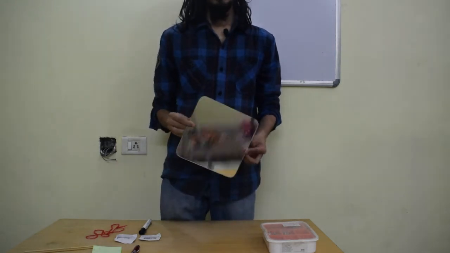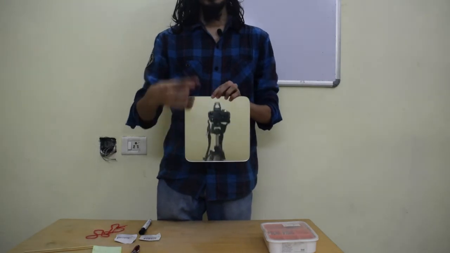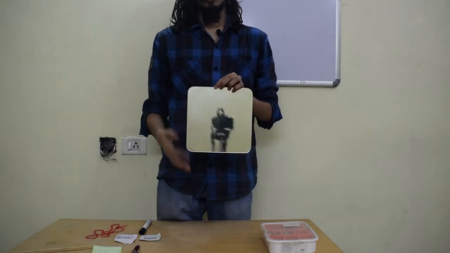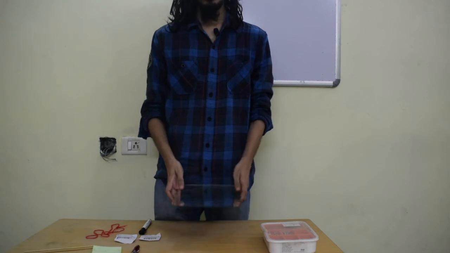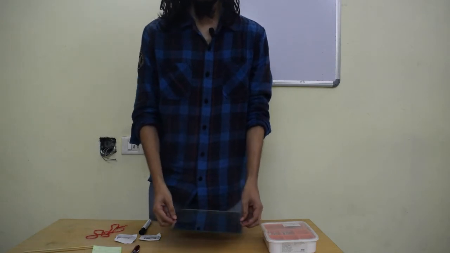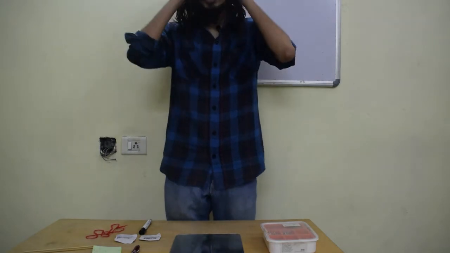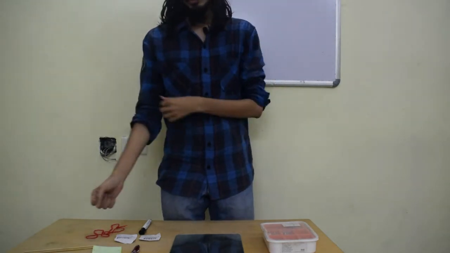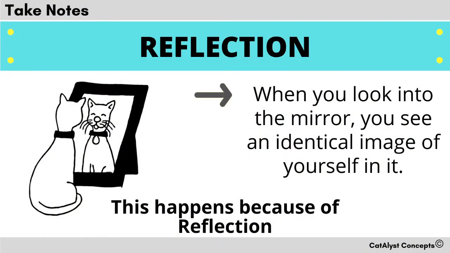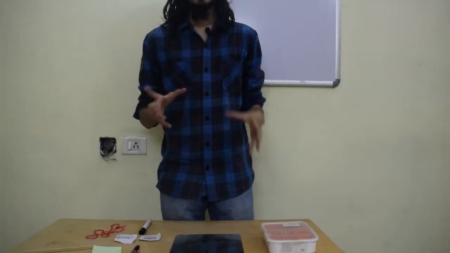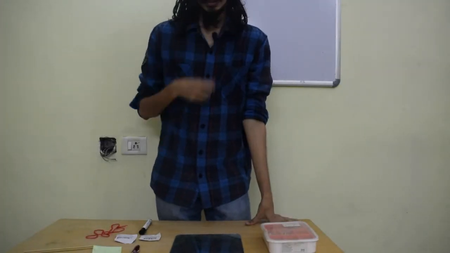So this is an example of a plane mirror. You should be able to see the camera on the mirror right now. Any mirror or polished surface has this property that you can look at yourself in it. That is what we call reflection, right? Looking at your own reflection. We'll quickly run through how that happens.